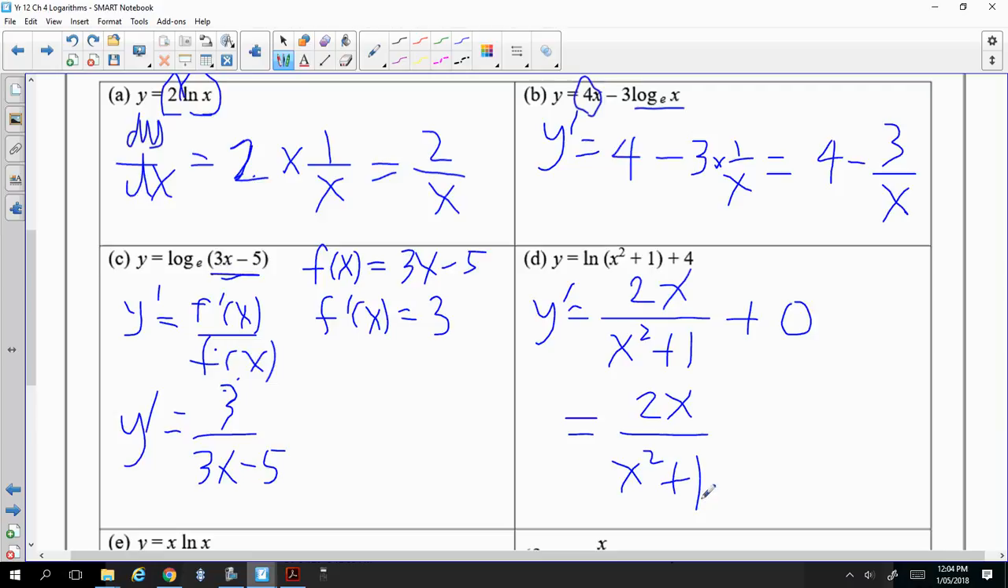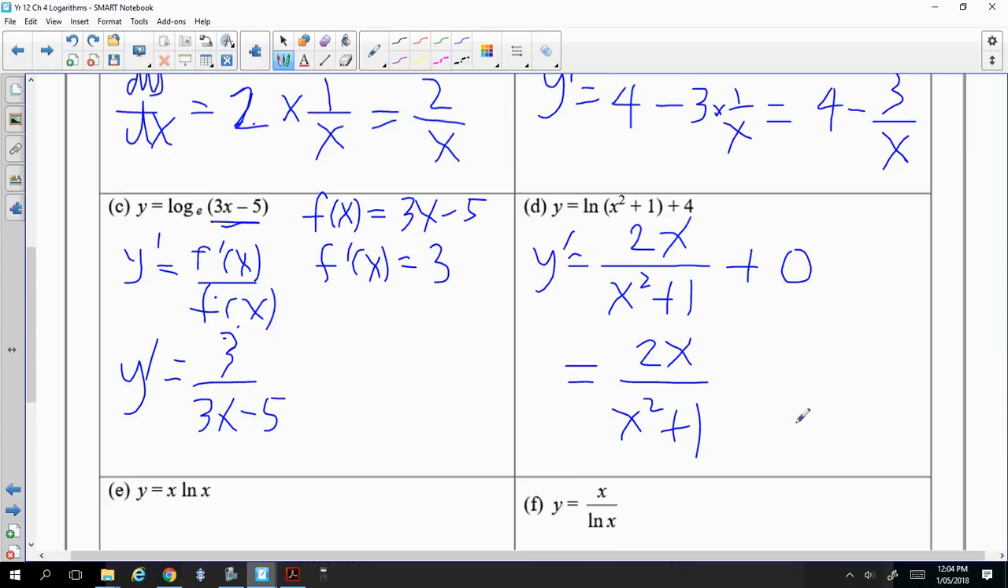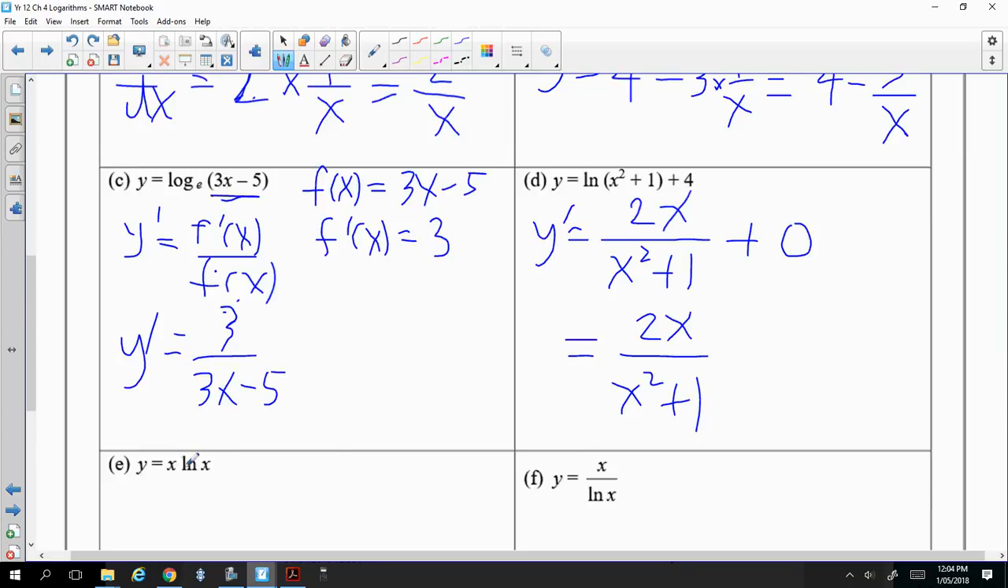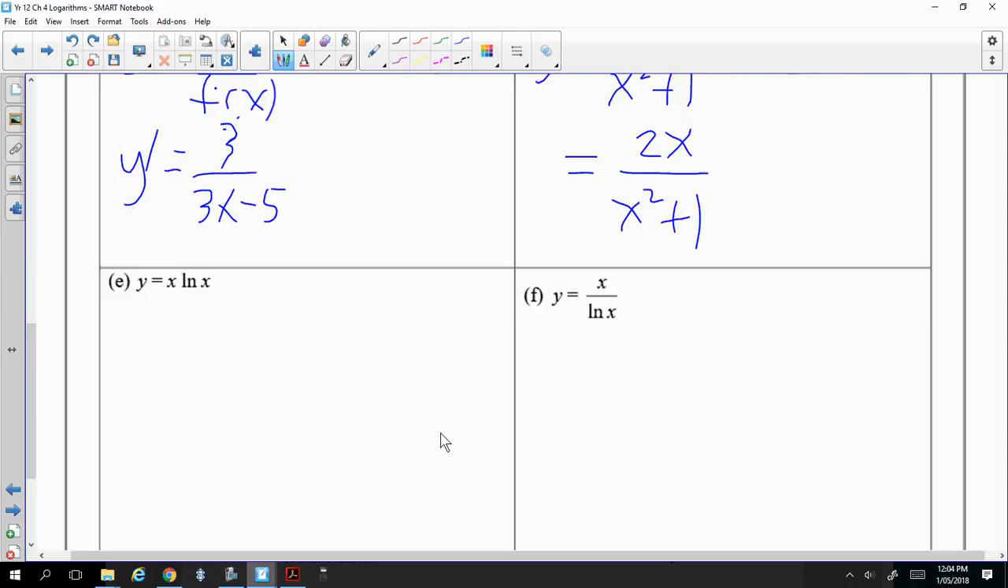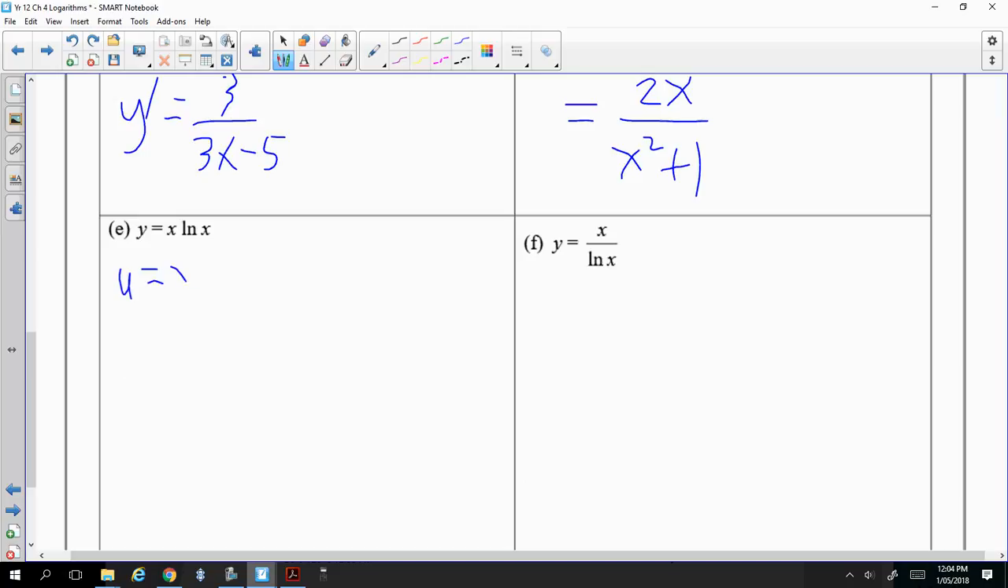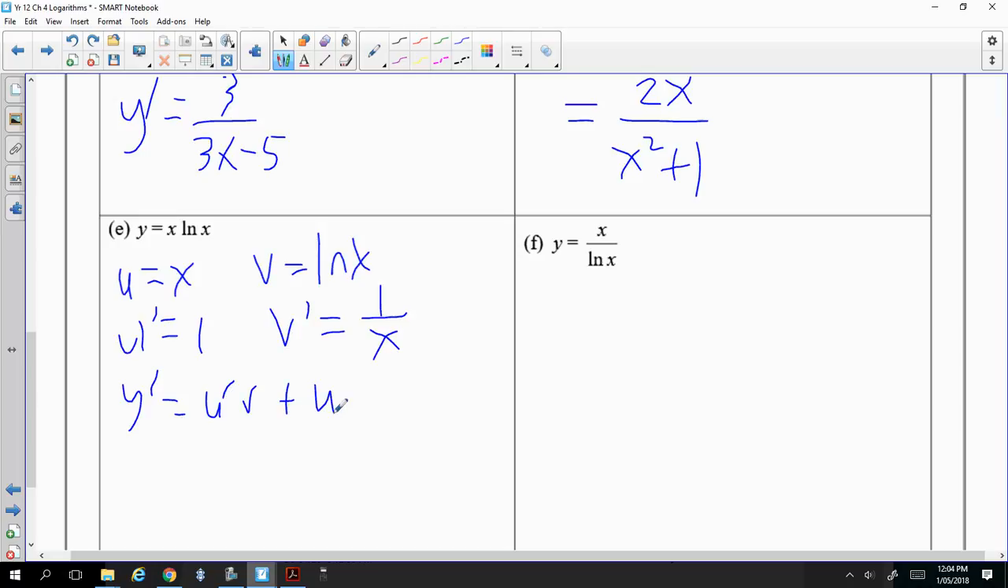All right, after we finish, we have to look at the next question. Now, what rule do we use for the next one? Product rule, because it's x multiplied by ln x. So write down u is x, v equals ln x, u dash is 1, v dash is 1 over x. Then we use the product rule: y dash equals u dash v plus u v dash. So u dash is 1 times x plus ln x times 1 on x.